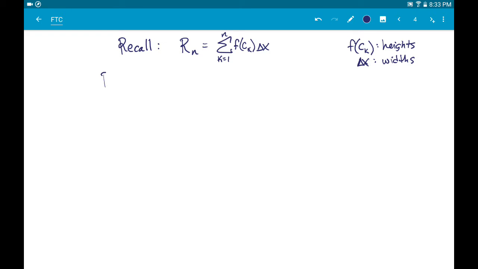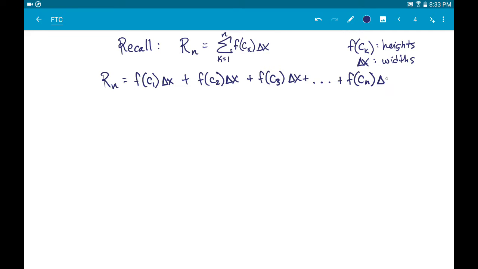And so, just to expand this out a little bit, we can think of Rn as f of c1 times delta x plus f of c2 times delta x plus f of c3, sick of this yet, delta x. And I don't want to write all of them, so I'm going to jump straight to my last one, which is my nth height times delta x. And now the magic is going to start to happen.